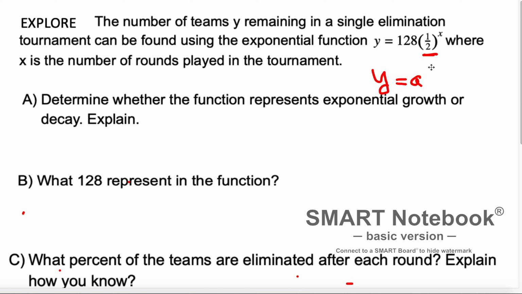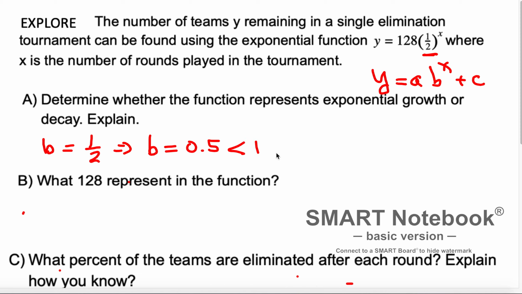a times b to the exponent x plus c. And in this case, the base b is 0.5. Let me write this in decimal numbers. So it's 0.5, and this 0.5 is less than 1. Because it's less than 1, according to the definition of the exponential function, we already know this is an exponential decay function. So this function is a decay.